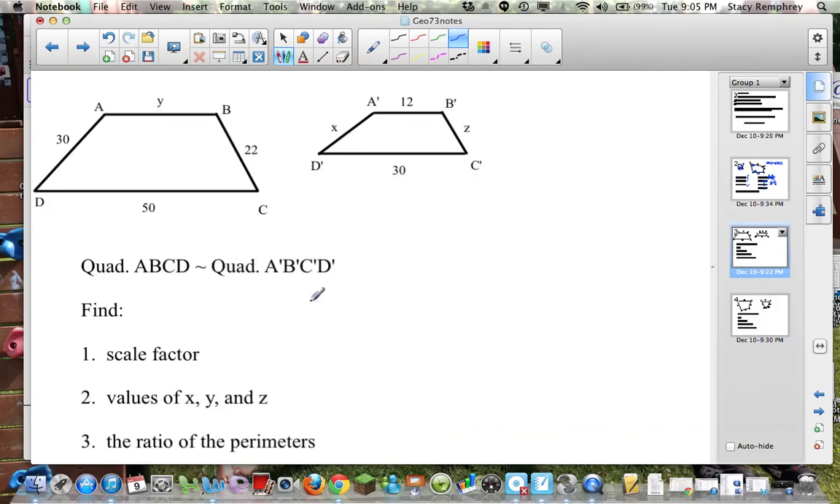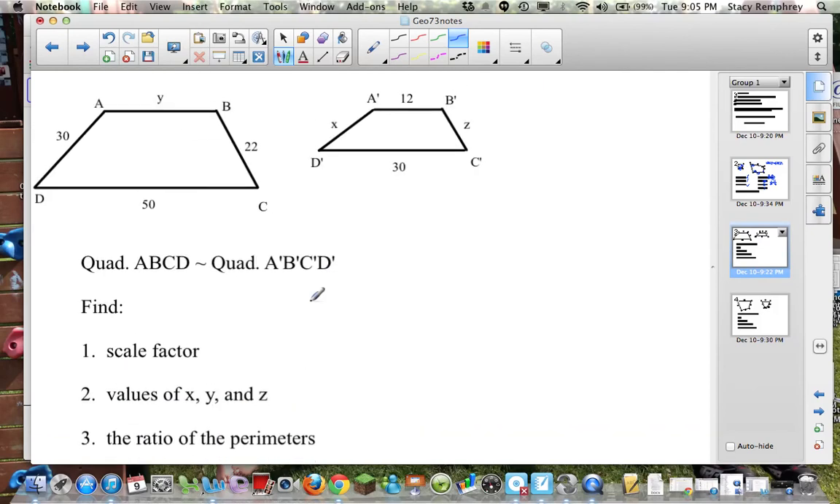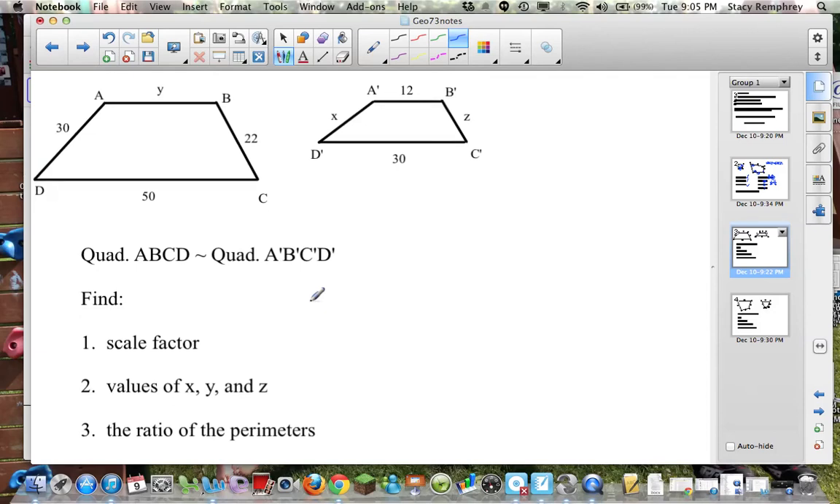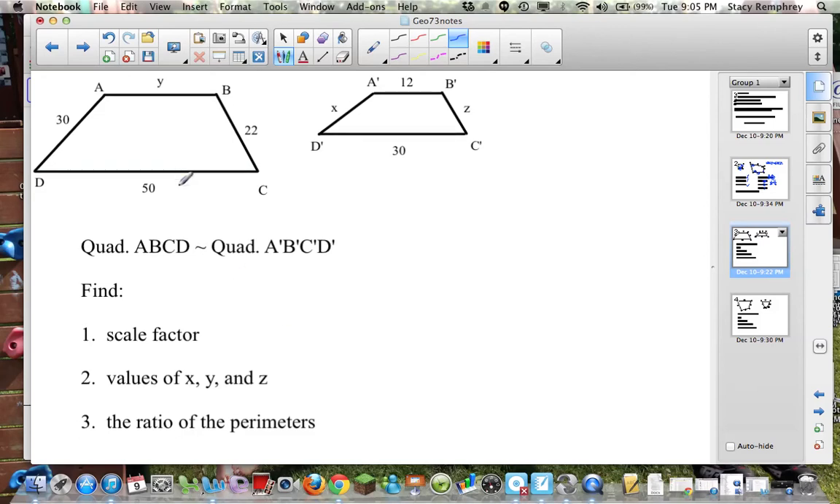In the next example, I told you they were similar. Quadrilateral ABCD to A prime, B prime, C prime, D prime. So you can pause and try to do the scale factor yourself, and then come back and check and see if this is right. For the scale factor, again, I'm finding two sides where I have numbers in both. The y and the 12, that's not helping. So right down here, the 50 and the 30. So you could call it, again, a 5 to 3. I'll write it a little differently this time. Or a 3 to 5. You're right either way.